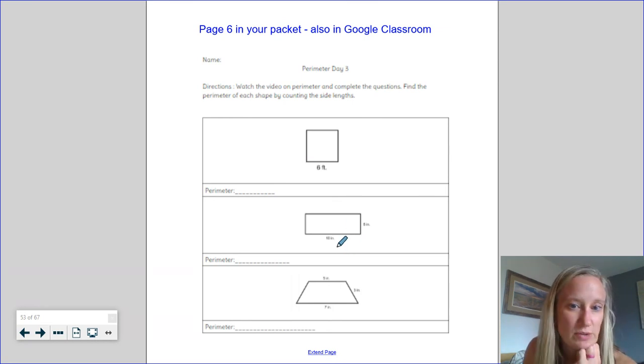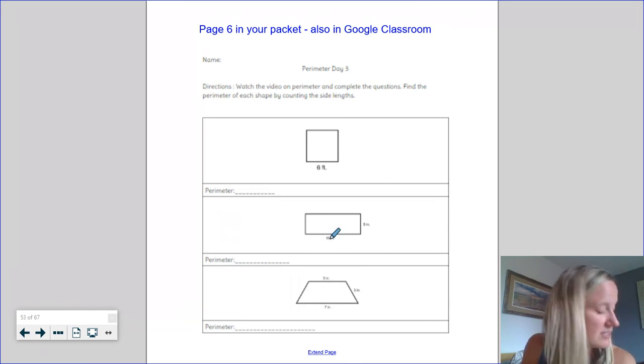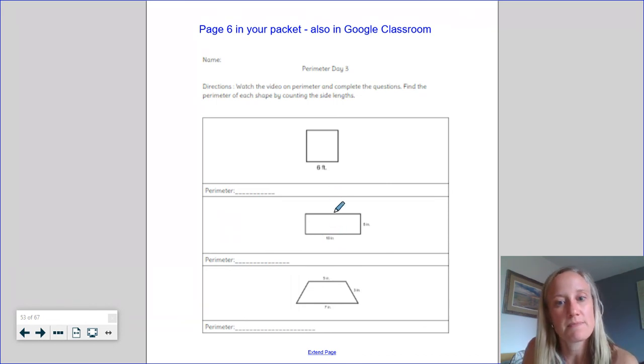Okay, this is a rectangle. What do we know about rectangles? Opposite sides are the same length. So if this is 10, then this is 10. If this is 5, then this is 5. So then you're going to add them all together.